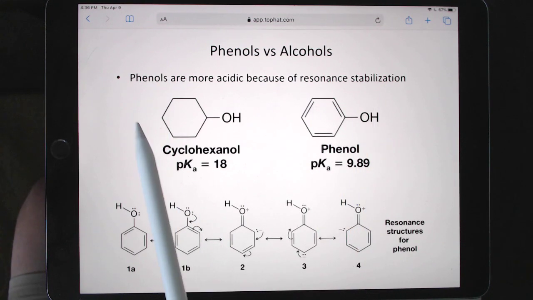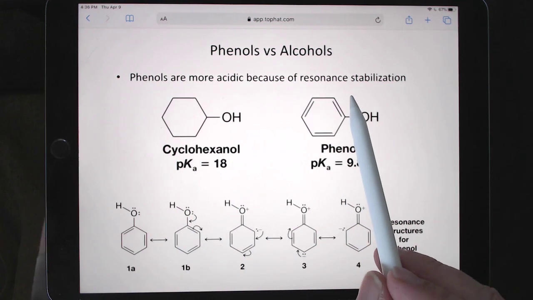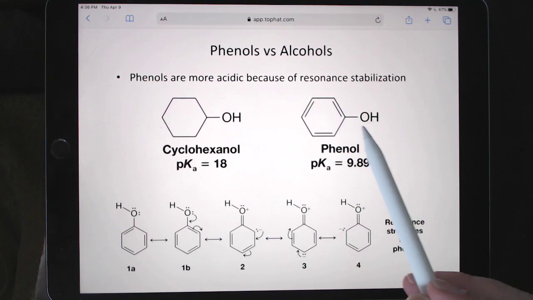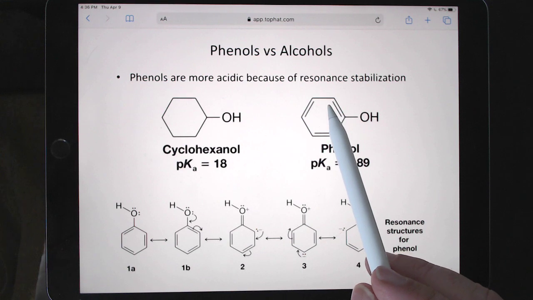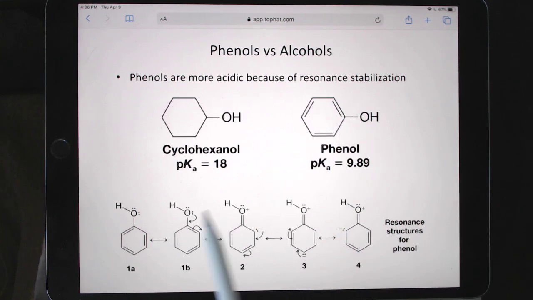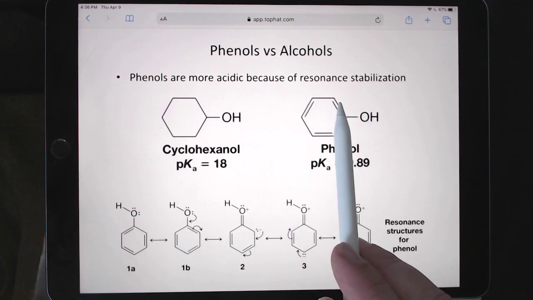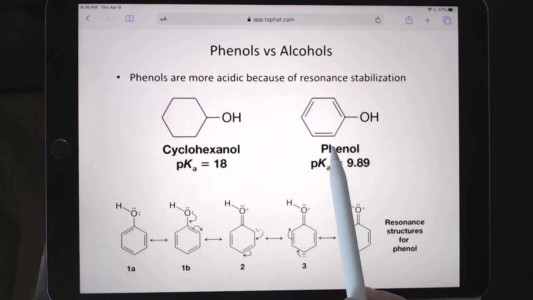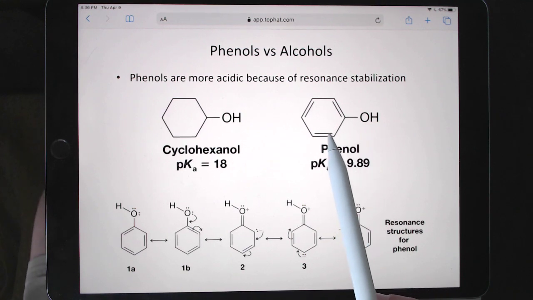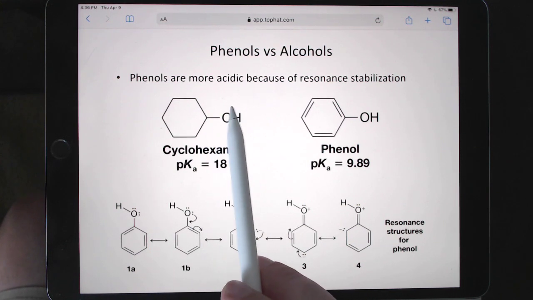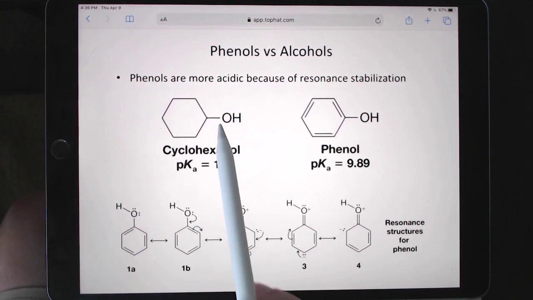Okay, so having the resonance stabilization, particularly having a pi bond directly adjacent to that OH bond, like this here, makes it so you're going to have this resonance stabilization. And so if you remove this hydrogen, you have all sorts of resonance structures. All 3 of these carbons as well as the oxygen can bear that negative charge. You don't have that option with the cyclohexanol, and so everything is going to be borne by that oxygen.